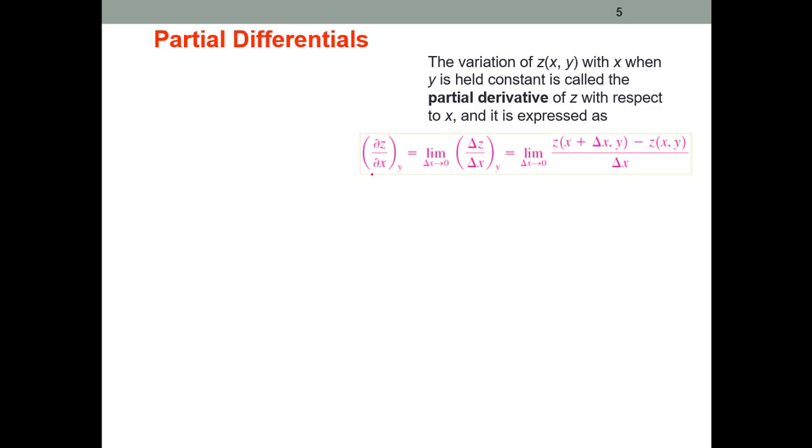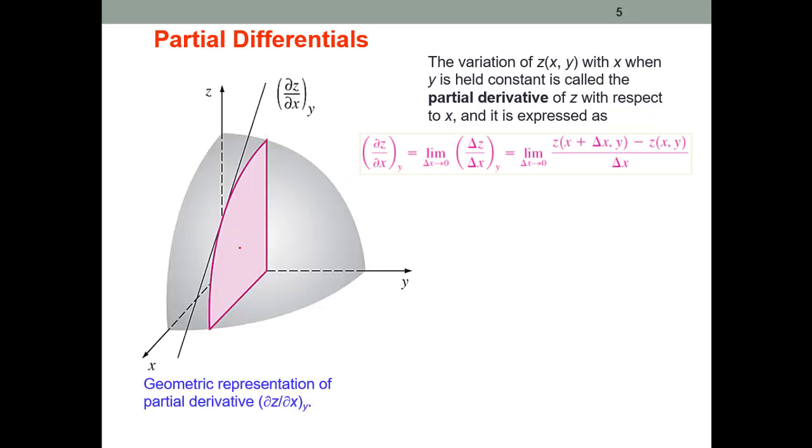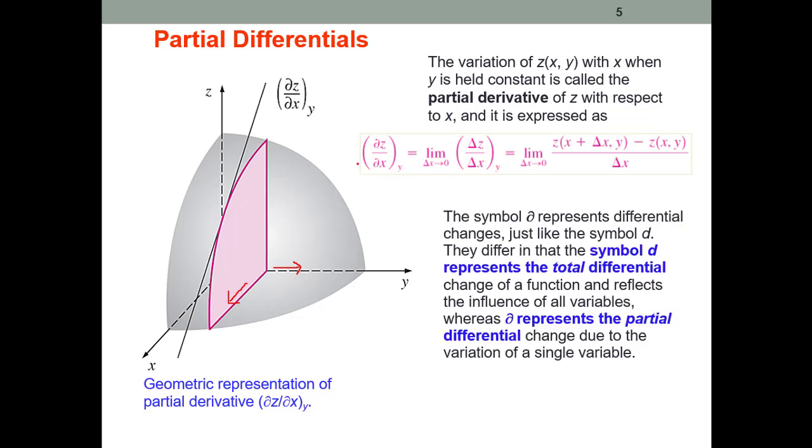So that's how we call the partial derivative, and this is the graphical representation of the partial derivative. You can see that the z function is not varying along the y-axis. It is held constant. It is only varying along the x-axis. So that's why it is the partial derivative of z with respect to x when y is kept constant. That's called the partial differential or partial derivative, right? This symbol represents the partial derivative, whereas the simple d represents the total derivative.